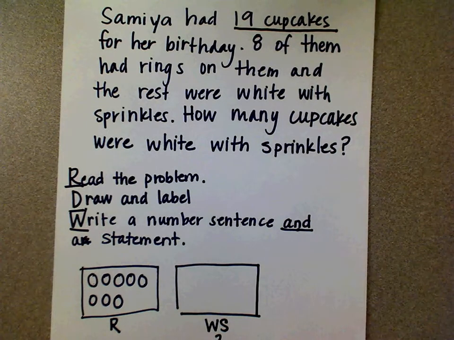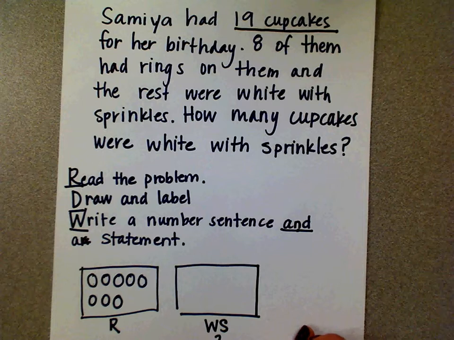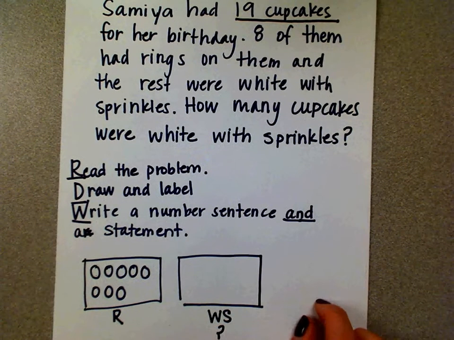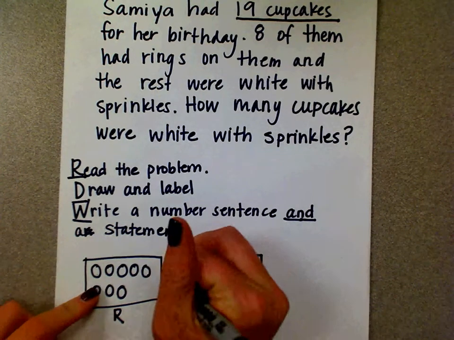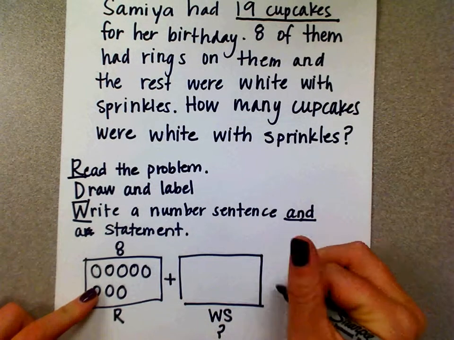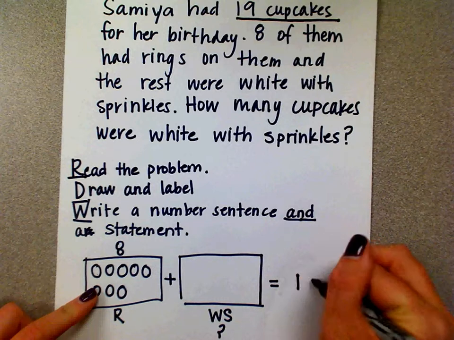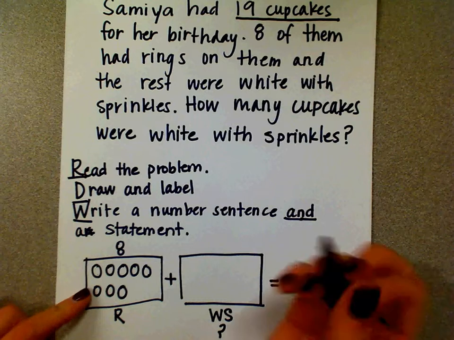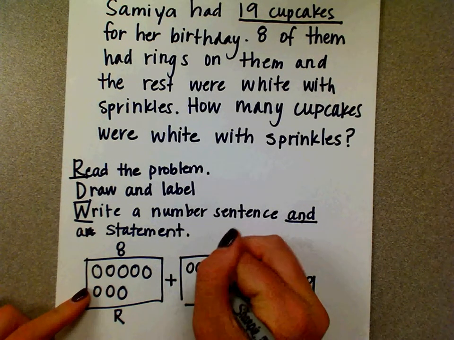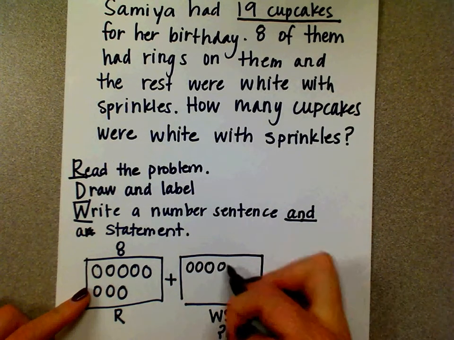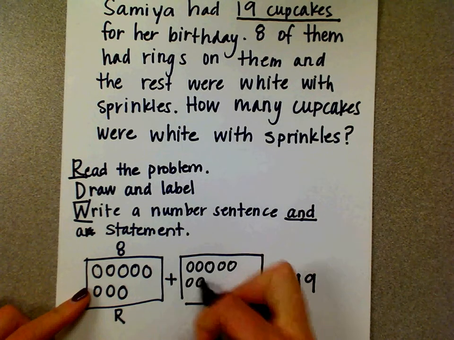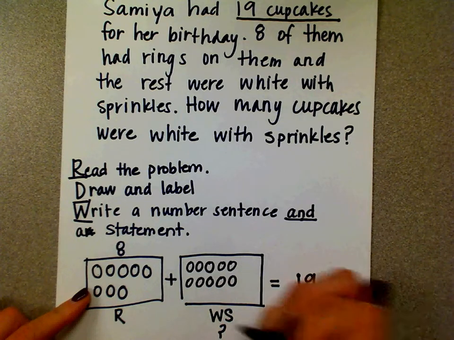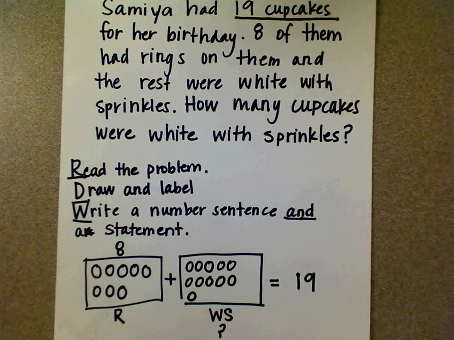Oh my gosh, I am going to use the counting on strategy that I remember so that I can figure out what this missing number is, because I know that 8 plus some number equals what, everybody? 19 cupcakes. Let's count on. So we have 8 here. Let's put 8 in our heads. 8, 9, 10, 11, 12, 13, 14, 15, 16, 17, 18, 19. Let's count to see how many were white with sprinkles, scholars.